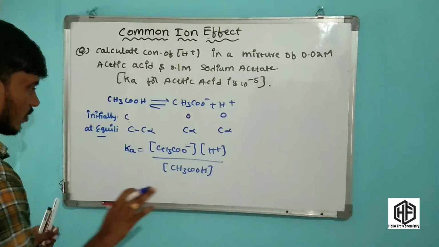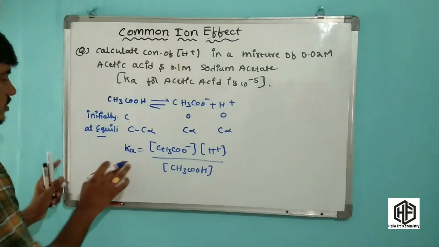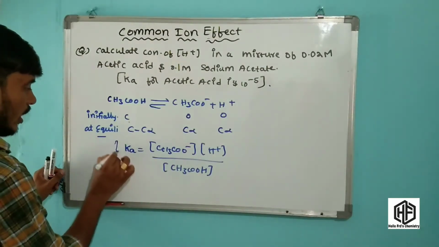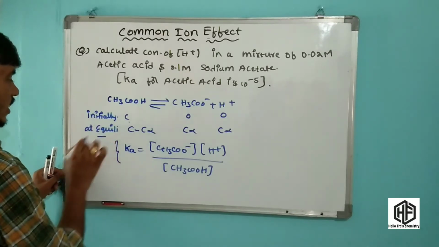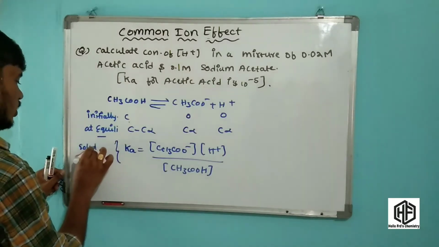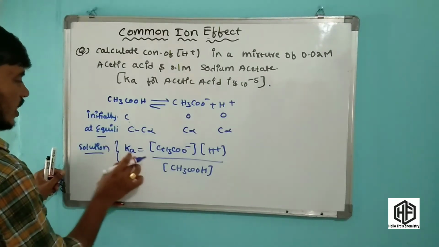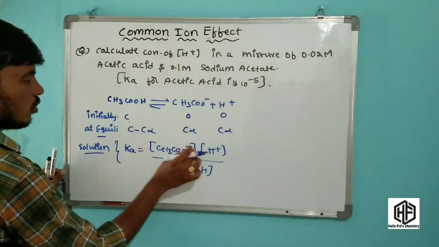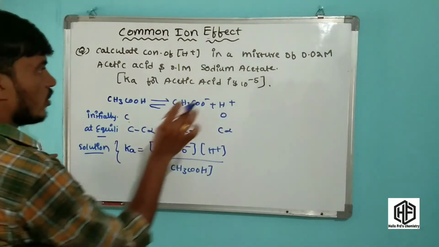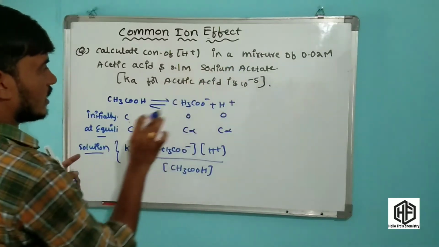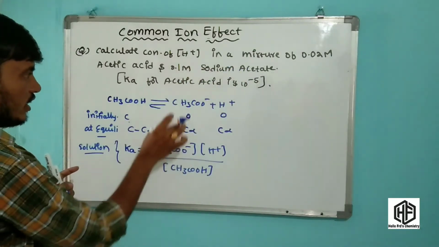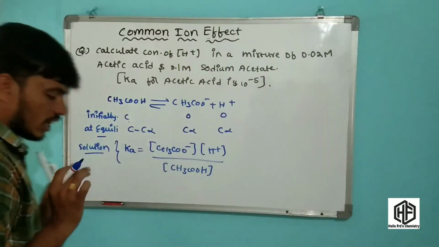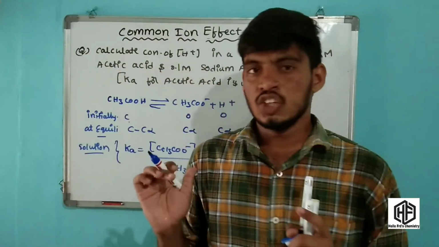Okay, friends, this is clear. Now what happened there, friends? This Ka is at equilibrium. This is a solution at equilibrium. Ka is equal to CH3COO minus and H plus. But you know that sodium acetate is also present in this solution.